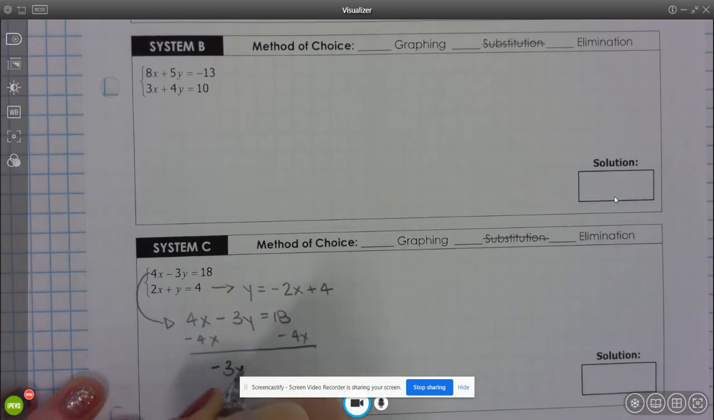So I have negative 3y equals negative 4x plus 18 and divide by negative 3. So I'll have y equals 4/3 x. I really didn't leave myself enough room.